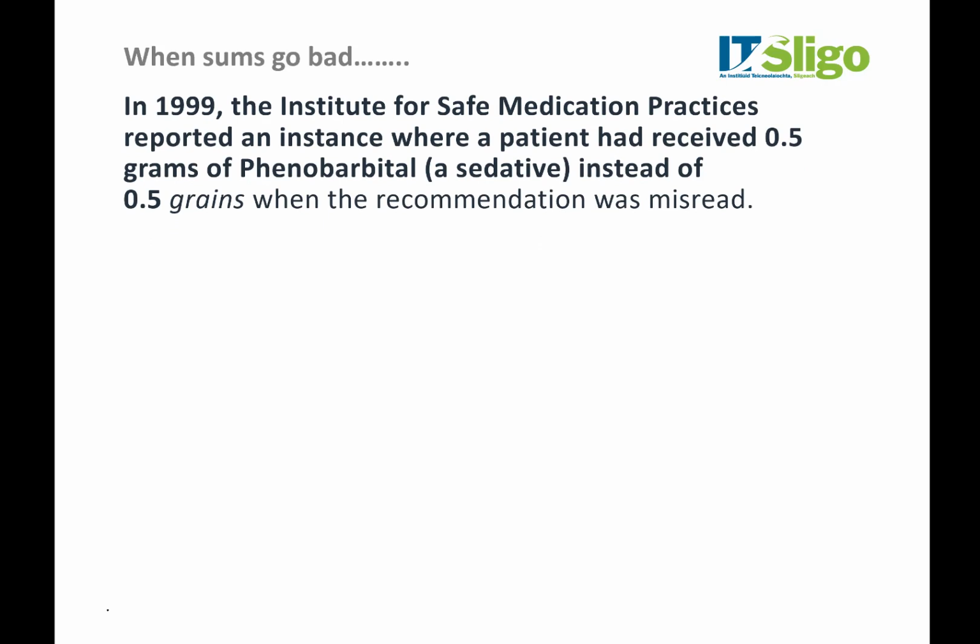So first we just take a look when sums go bad. So in 1999, Institute of Safe Medication Practices. Now this goes on all the time. This is just one example. This is kind of a particularly interesting one. So doses were given out in terms of grains. So 0.5 grains was mistakenly read as 0.5 grams. So it's a very, very easy mistake to make, I think you'll agree. Just the difference between grain and gram is really just like a little hook joining those.